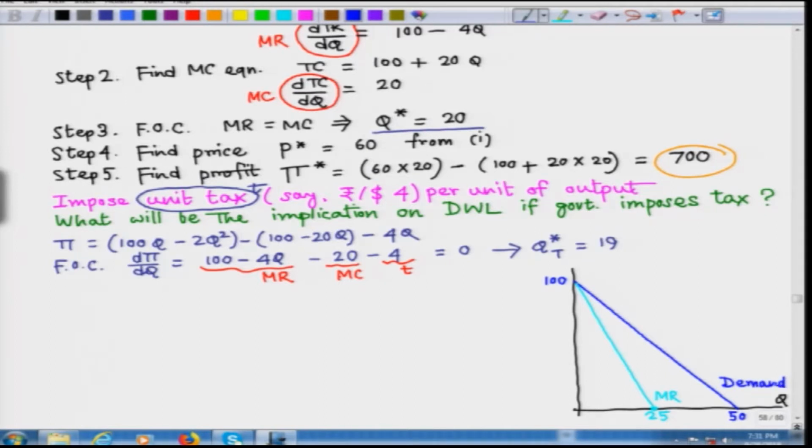Okay. So, now let us plot our marginal cost, and the marginal cost is basically a constant number which is 20. Okay. So, let me plot that. This is my marginal cost curve, MC, and the value is around 20, right.